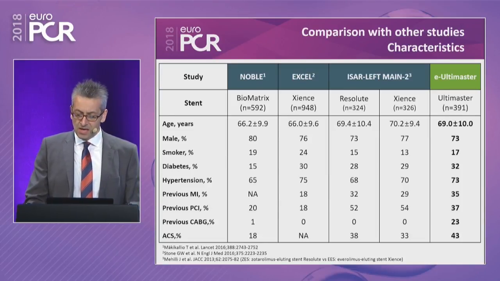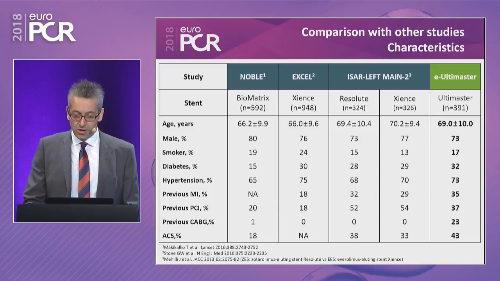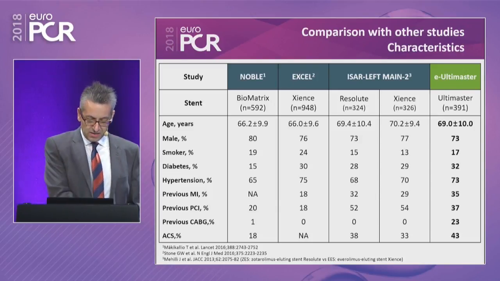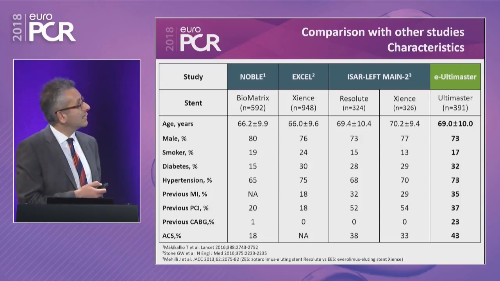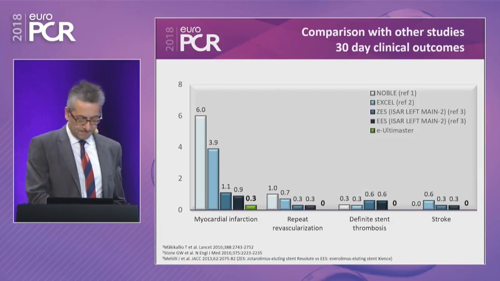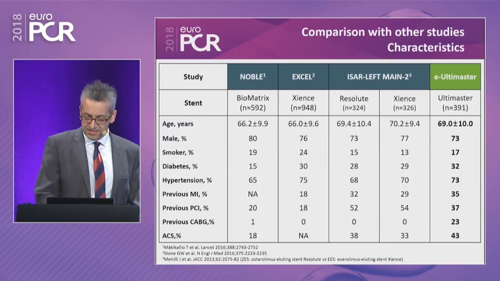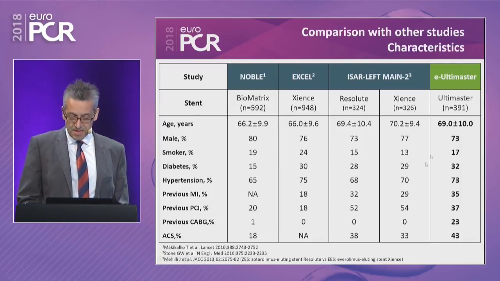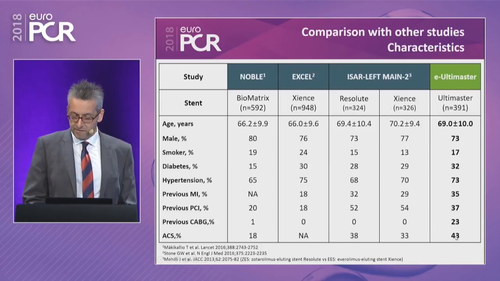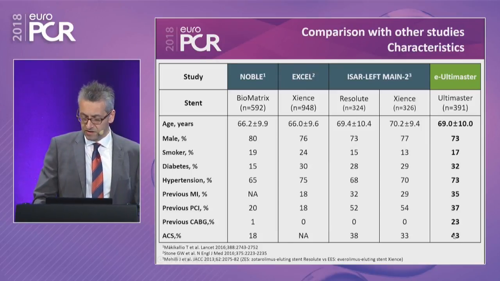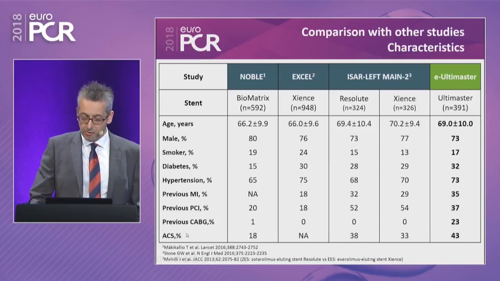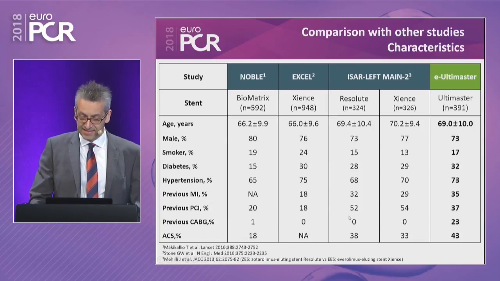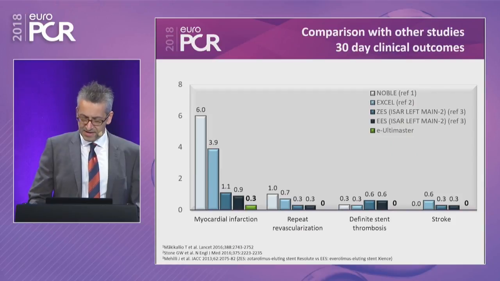So for example, the Noble study, the Excel study, and the ISAR left main study. You can see the patients in the Ultimaster registry were older and had a much higher rate of ACS, 43%, compared to much lower rates in both Noble and Excel. And this is the main outcomes.